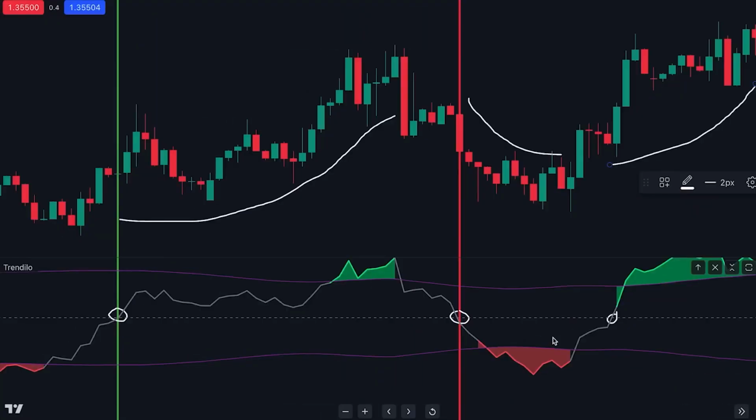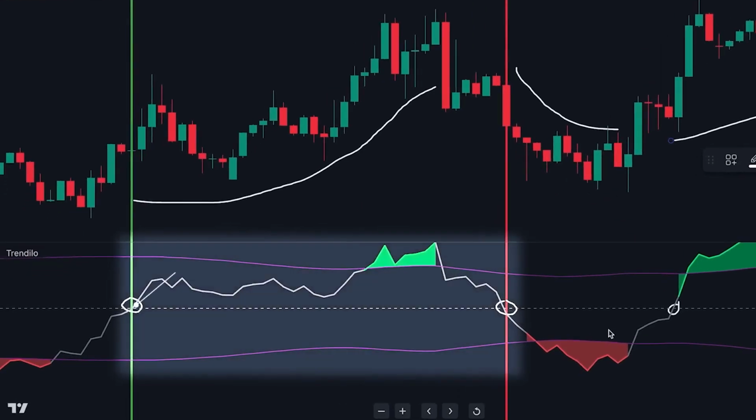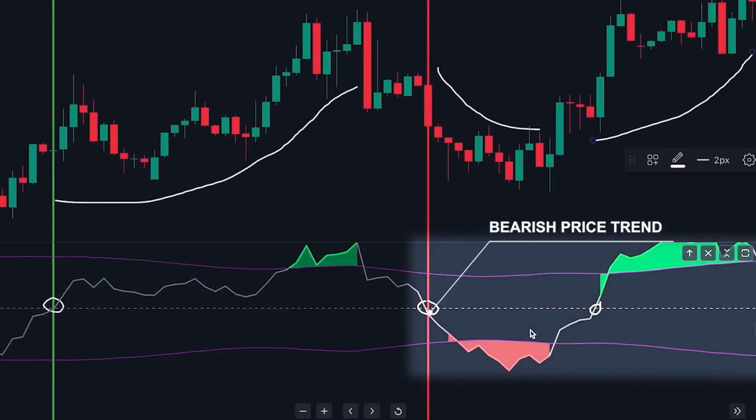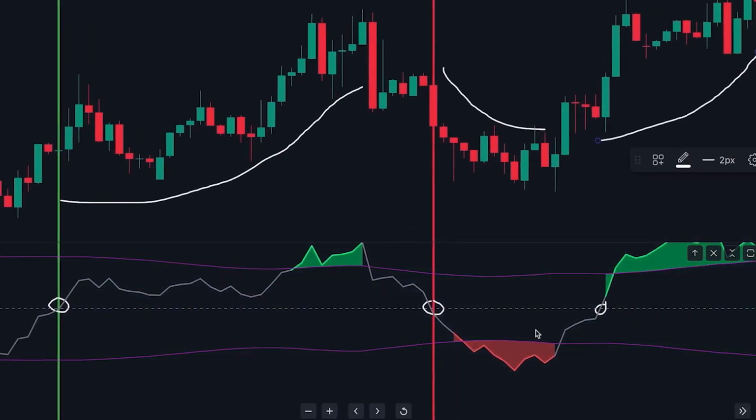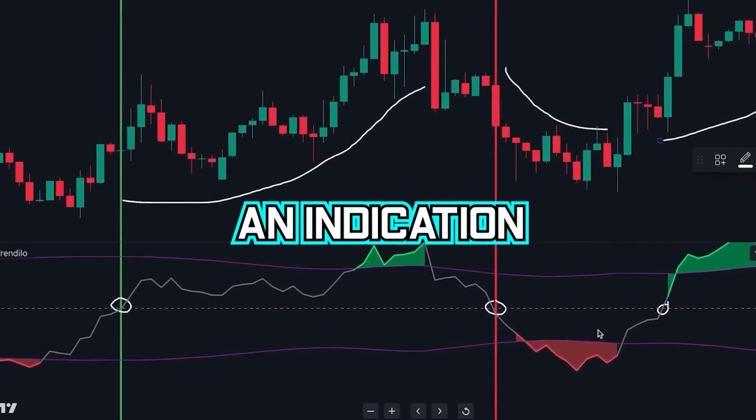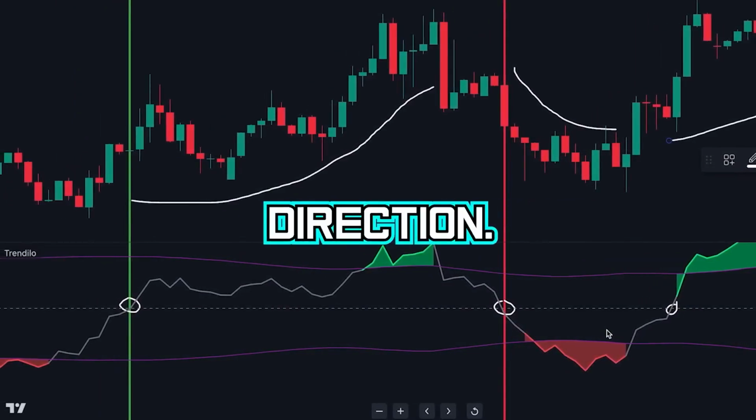Let's enable this plot so we can understand how this indicator determines trends. When this plot is above the zero line, it indicates a bullish price trend. Conversely, when it's below, it signifies a bearish price trend. Therefore, a crossover above or below either of these lines can be an indication of a change in trend direction.